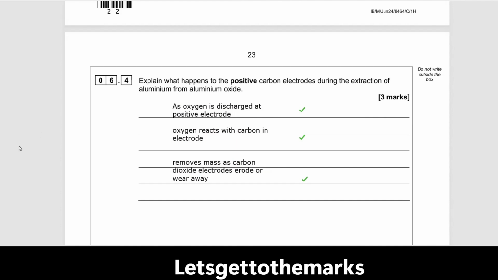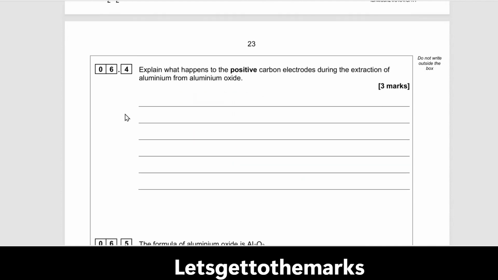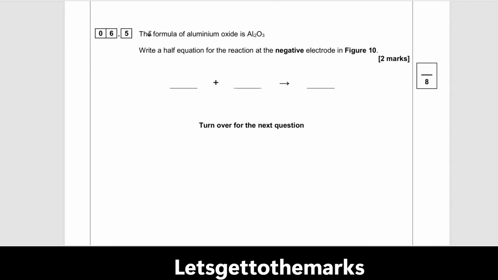6.4 on the door. What we got? 6.5. The formula of aluminium oxide is Al2O3. Write a half equation for the reaction at the negative electrode.